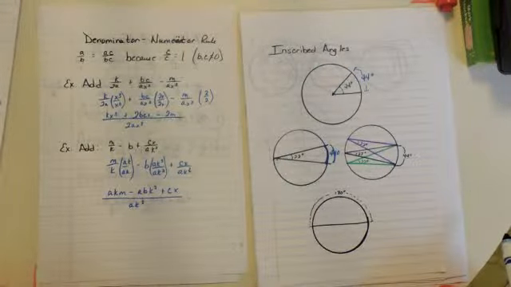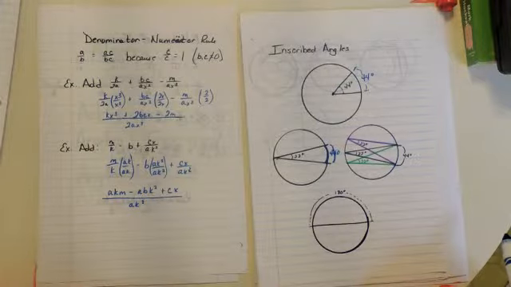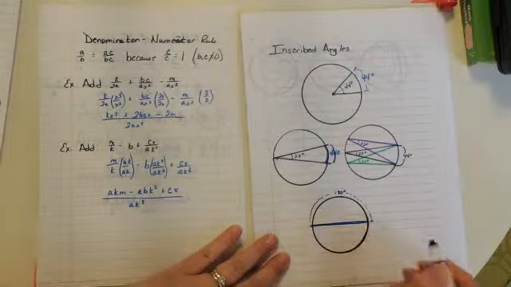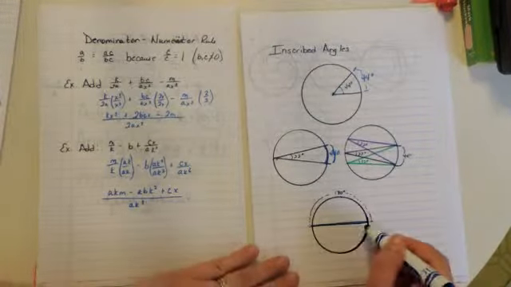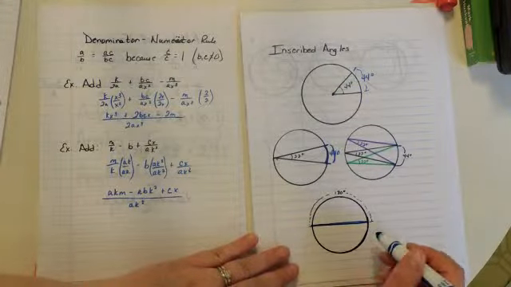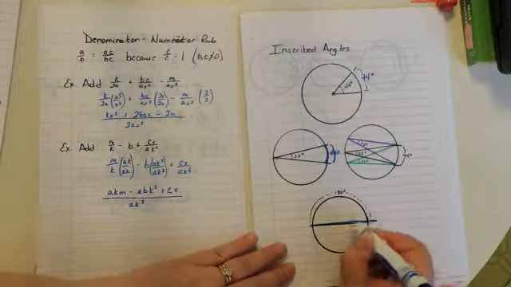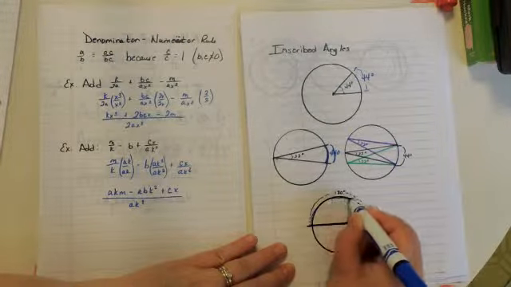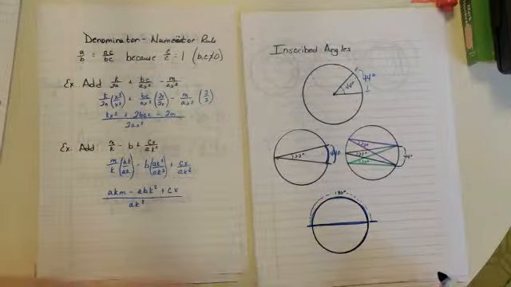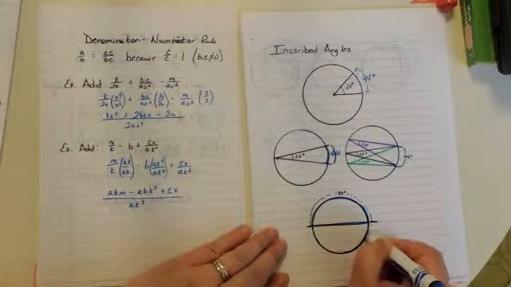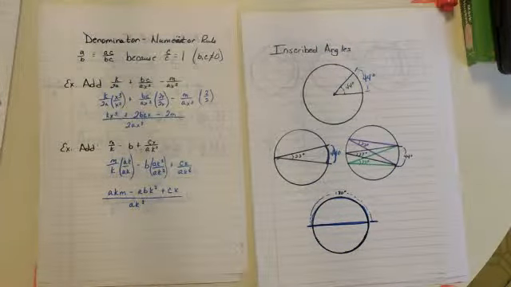The endpoints of a diameter intercept an arc whose measure is 180 degrees. So here's the diameter of the circle. If we consider this a straight angle, then the arc it's intercepting is this whole thing, which is half the circle, which of course is 180 degrees. This is also an arc that it's intercepting, and it's also 180 degrees. Okay?